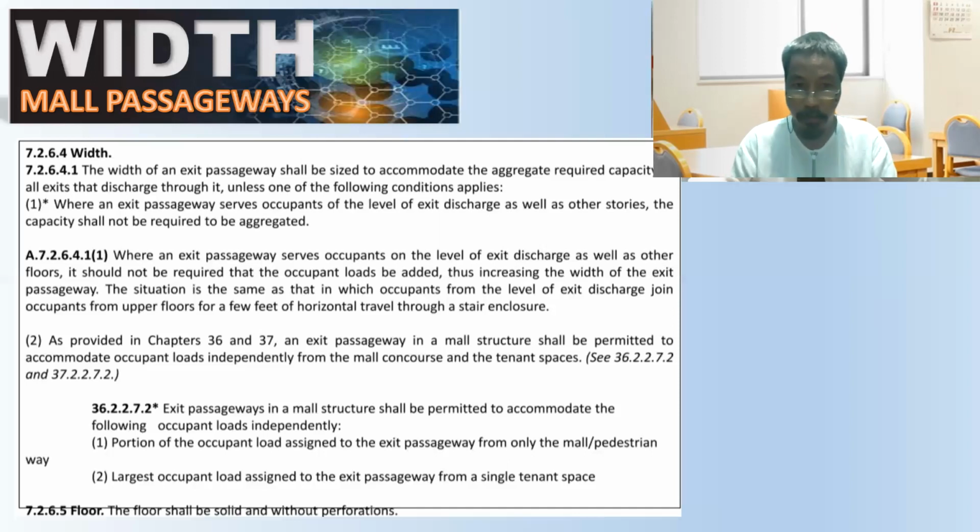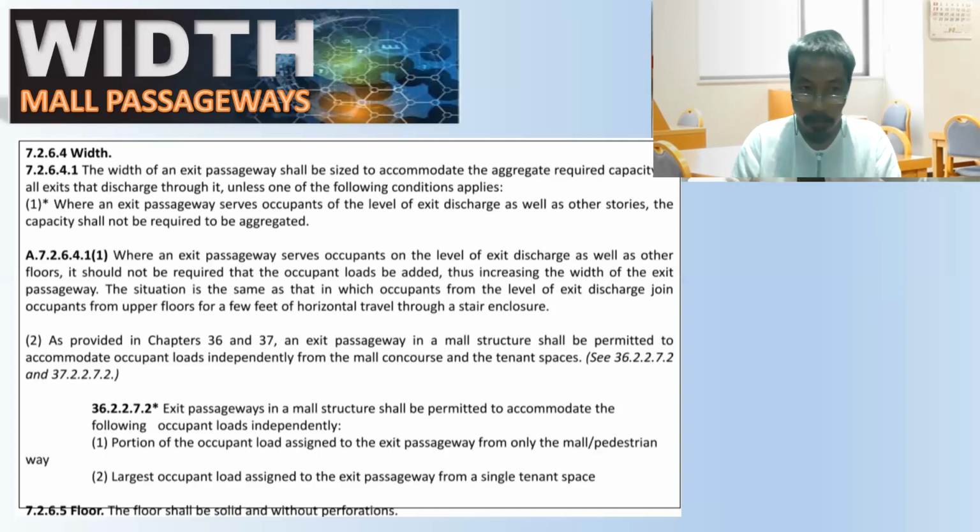So the situation might be the same as that in which occupants from the level of exit discharge, the LED, are joined by occupants from the upper floors. LED is the lowest story. So from the upper floors, they may use this exit discharge for a few feet only. They will join for a few feet only of horizontal travel. That is horizontal because an exit passageway is defined as a horizontal travel path.